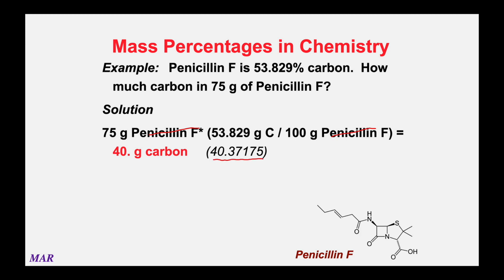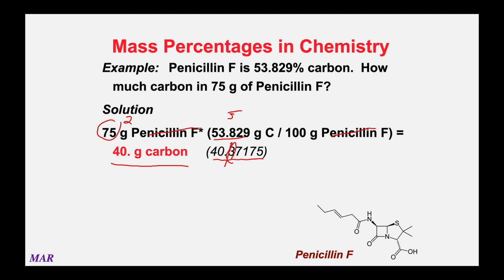I get a number with a whole bunch of units, but because of 75, 2 sig figs, multiplying it by a number with 5 sig figs, I need to cut this off at 2 sig figs. And after the 0, the first digit to be dropped is 3. That's between 0 and 4, so I don't round up. 40 with a dot grams carbon, 40 dot grams would be the answer.